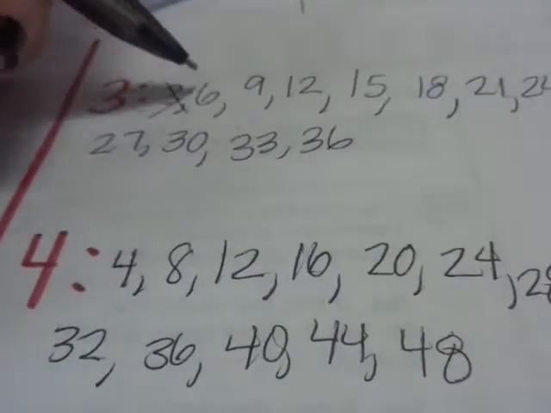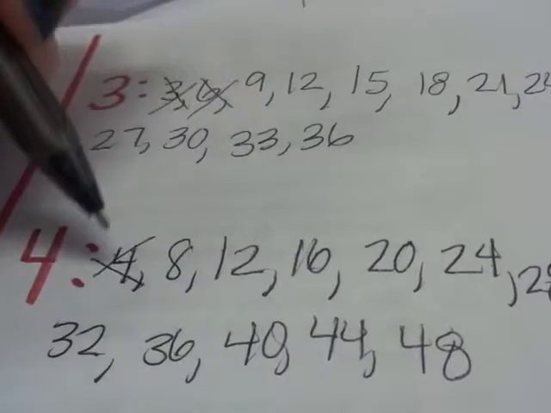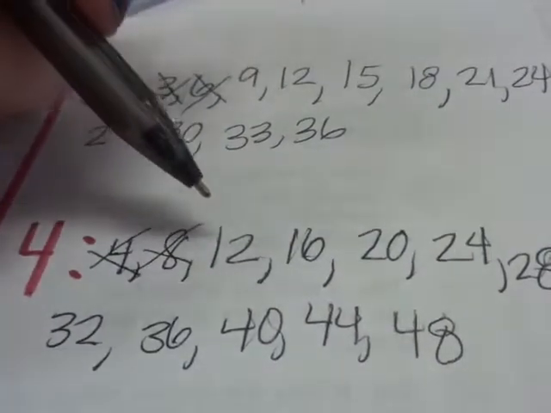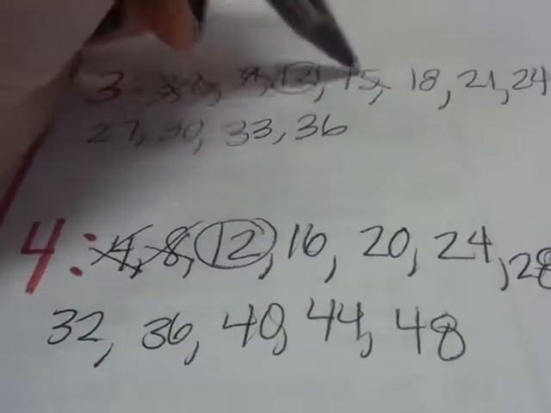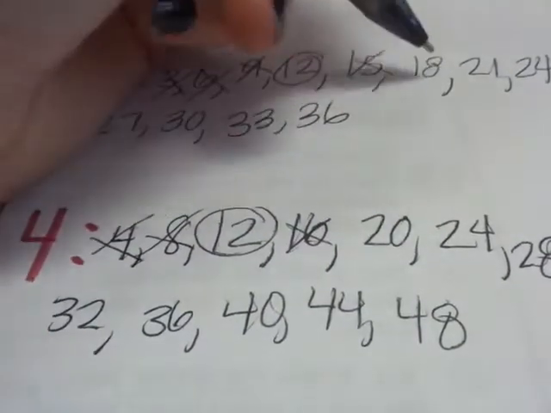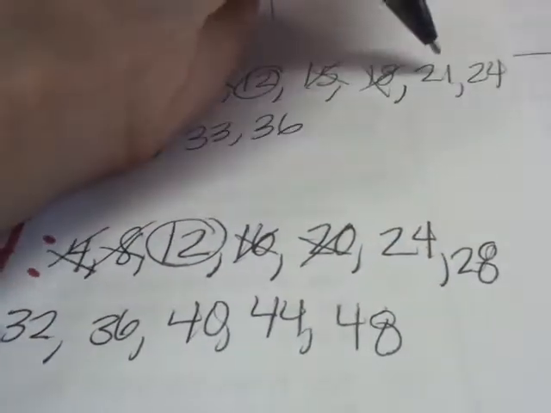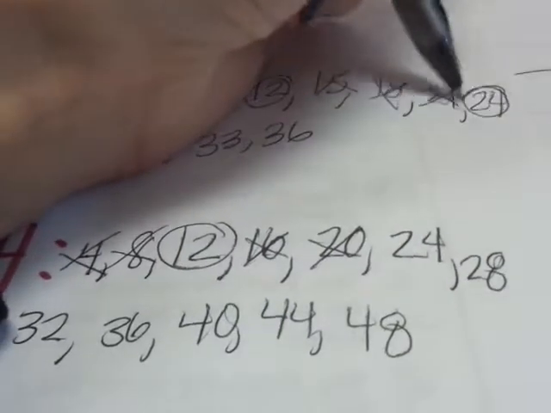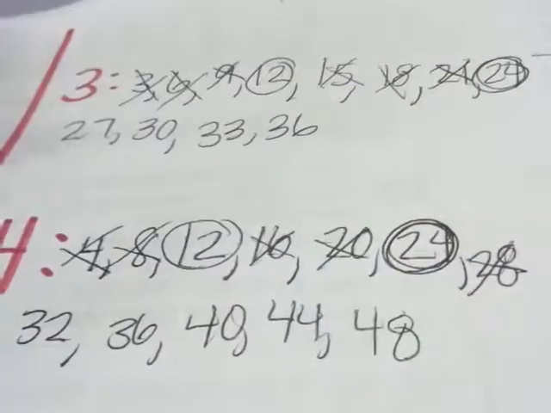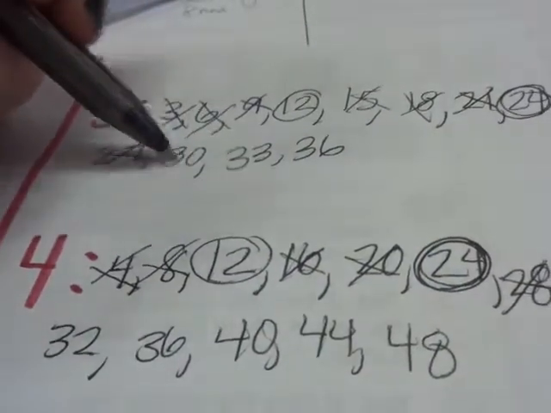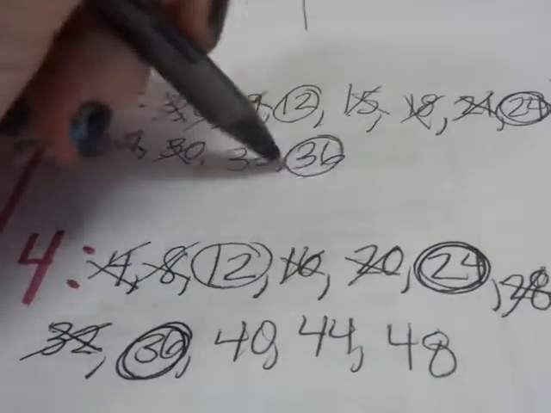Well, they don't both have 3. They both don't have 6. They both don't have 4. They both don't have 8. They do both have 12. They don't have 9. They don't have 15. They don't have 16. They don't have 18. They don't have 20. They don't share in common 21. They do both have 24. They both don't have 28. They both don't have 27 or 30 or 32, but they do both have 36, I see.